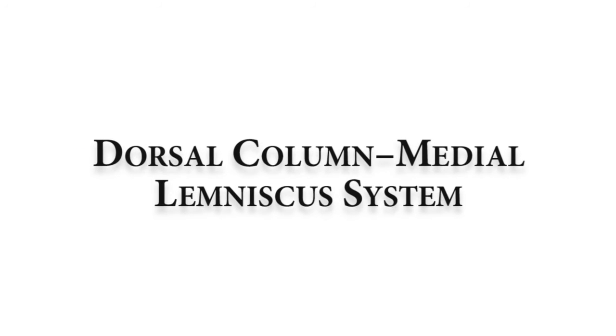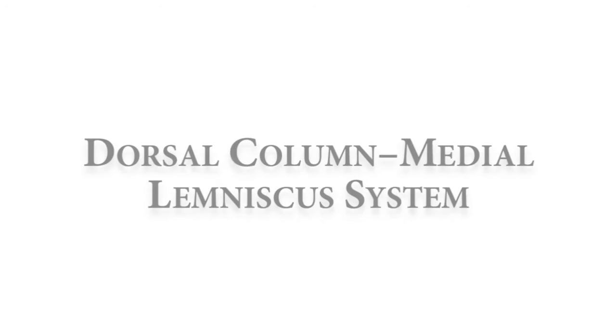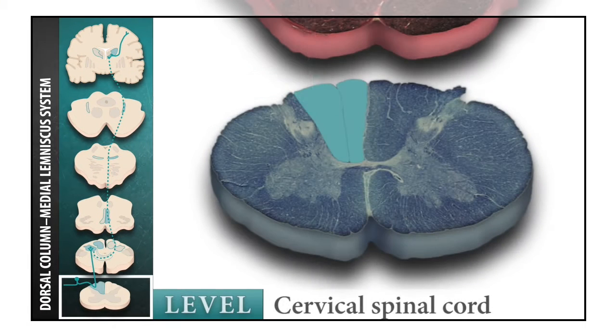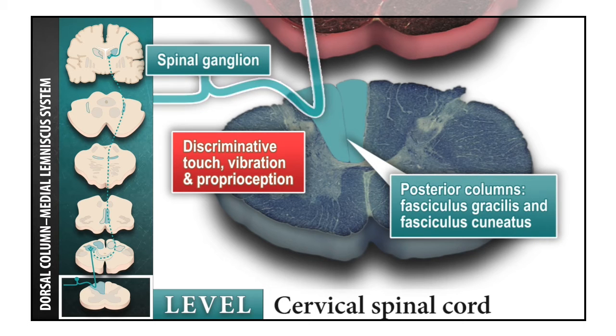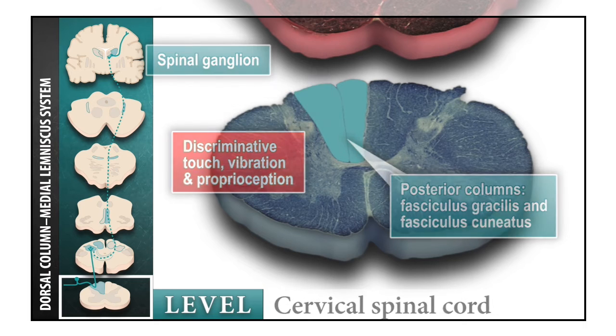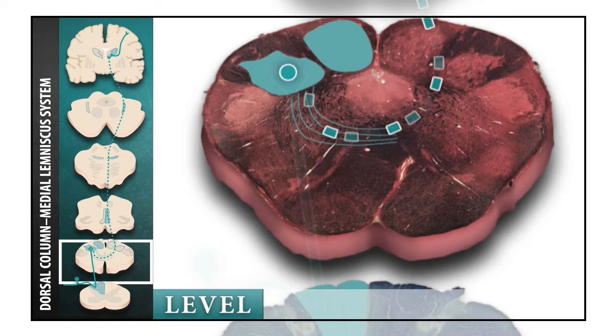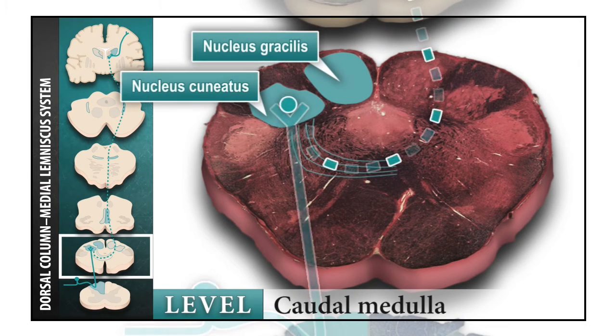Dorsal column medial lemniscus system. Axons enter the spinal cord from the spinal ganglion and pass directly to the ipsilateral posterior column. Caudal fibers below T6 enter the fasciculus gracilis, medial, and rostral fibers above T6 enter the fasciculus cuneatus to ascend. They terminate in the nucleus gracilis and the nucleus cuneatus.